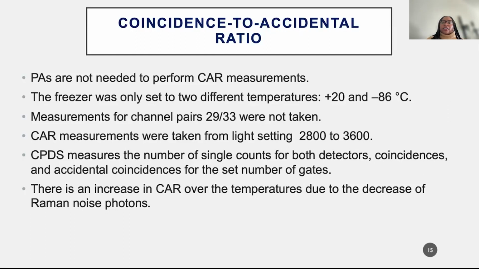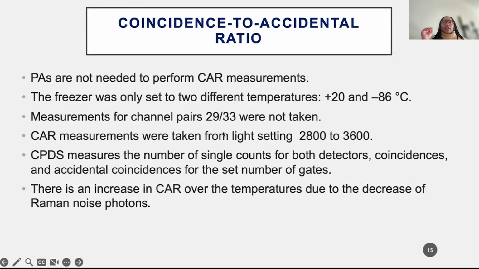So an accidental coincidence is when two uncorrelated photons are simultaneously detected by the two detectors by chance. To measure the CAR value, the same experimental setup is used as we saw in previous slides, except we do not use the polarization analyzers. The fibers are therefore connected from the EPS directly to the detectors. And we're only collecting data for the maximum and minimum temperature. So that would be -86 and 20 degrees Celsius.